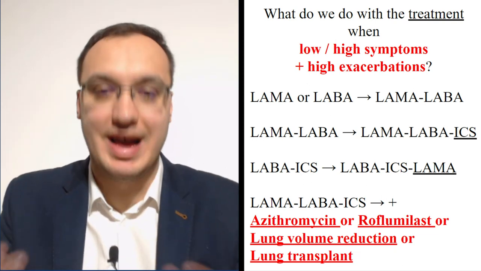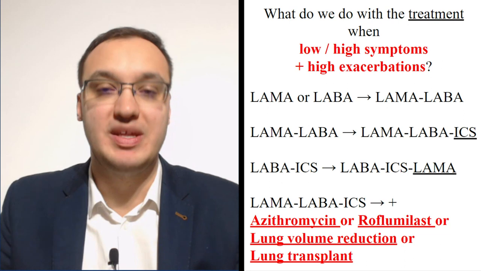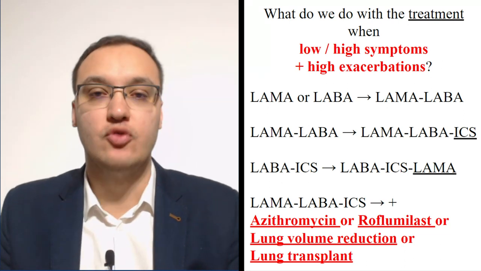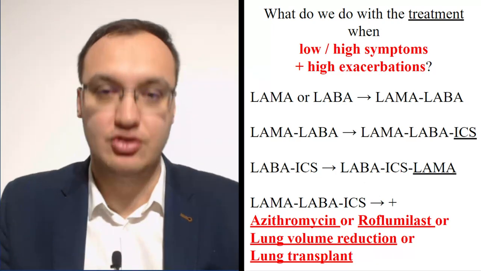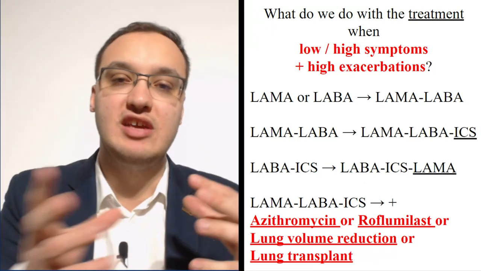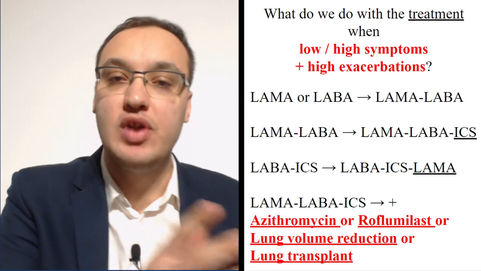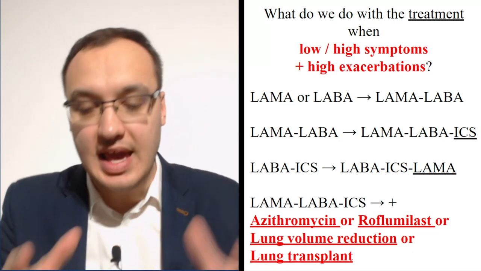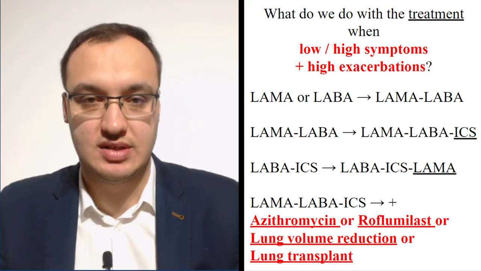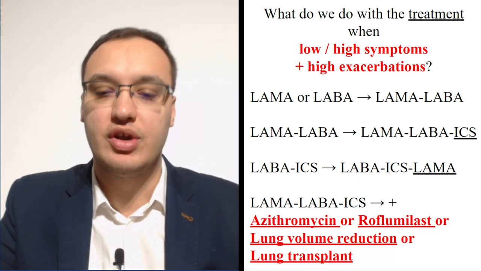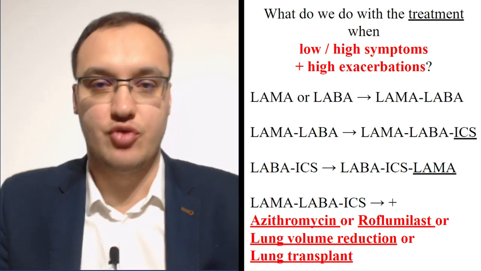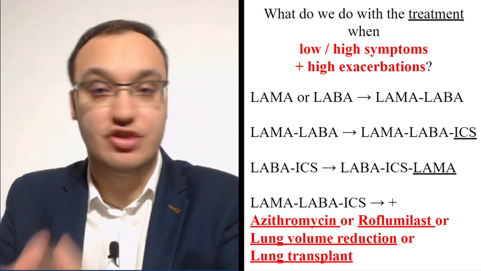And this patient has high symptoms and high exacerbations, meaning more than two per year. So we cannot just add a non-medical treatment, non-pharmacological treatment, as we did in group B patients, which had very low exacerbations. Here, we will add antibiotics. If that does not work, then we go on and on. Okay, lung volume reduction, lung transplant. Because at this stage, we have already tried everything.